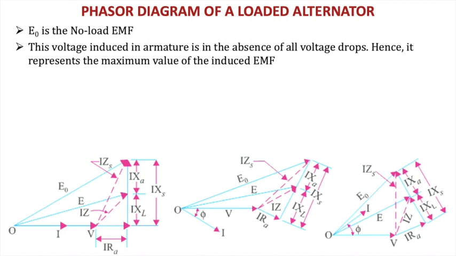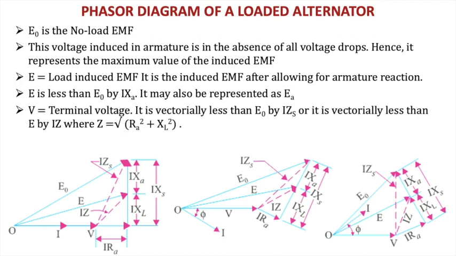Over here we will be combining all the loads. The first figure is for the armature drops at unity power factor. The armature current is in phase with the voltage, the IRA drop is in phase with the current, the XL drop is in quadrature, and the armature reaction drop is also in quadrature, so combined they give XS. So you will get the terminal voltage in terms of E0 and E.